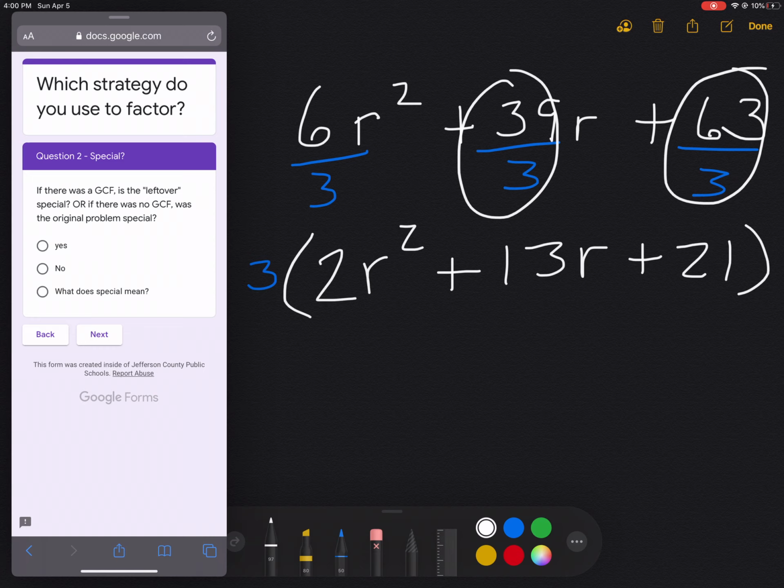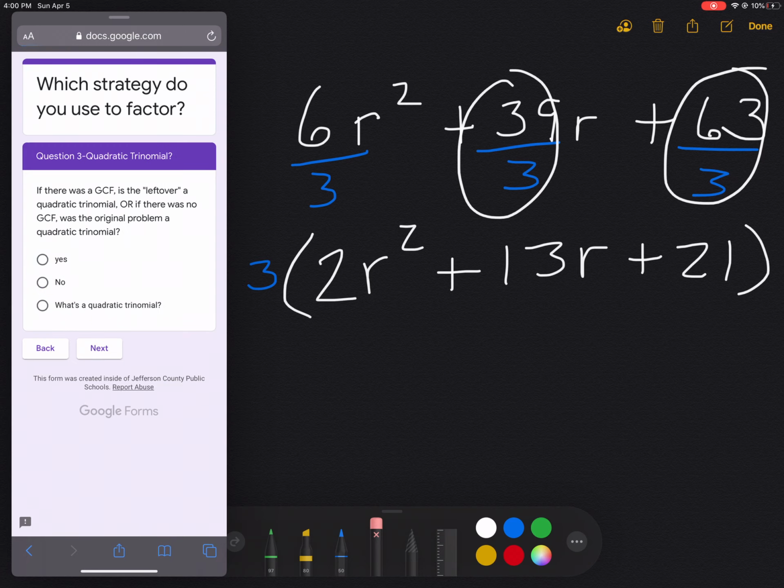It says, is the leftover special? Remember, special means that these have to be perfect squares. Neither of those is a perfect square. So, no, it is not special. I'm going to move on to the next. Is this a quadratic trinomial? Well, I've got 3 terms, don't I? 1, 2, and 3. So we got the trinomial part right.